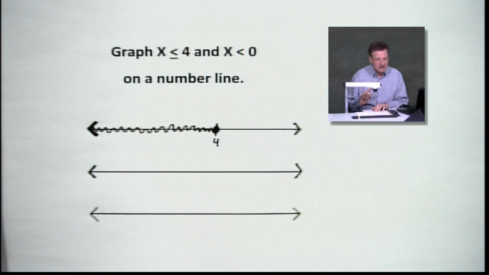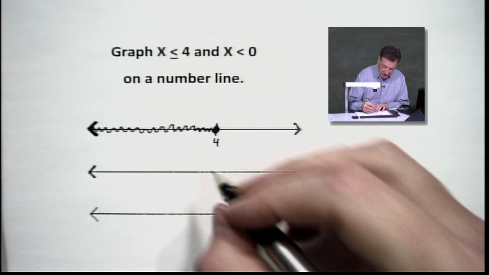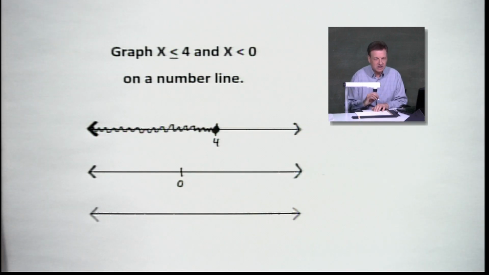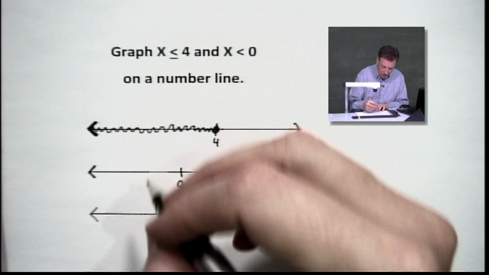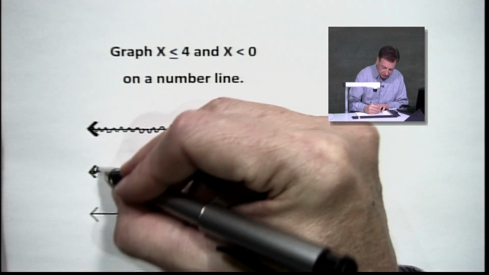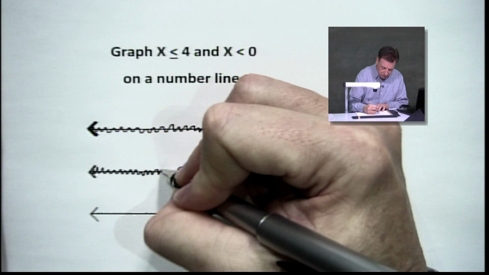Now, on the second one here, we also have 0. So I'll put 0 as close to the middle as we can get it. All right, pretty close anyway. And let's see what's going to happen with 0. We're going to make an open circle first, though, and we're going to shade it to the left.